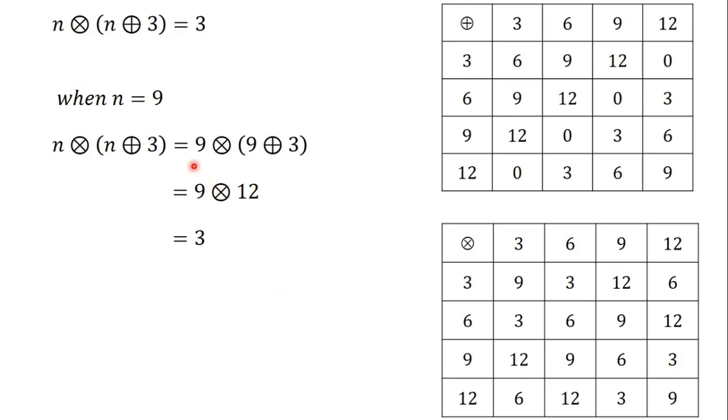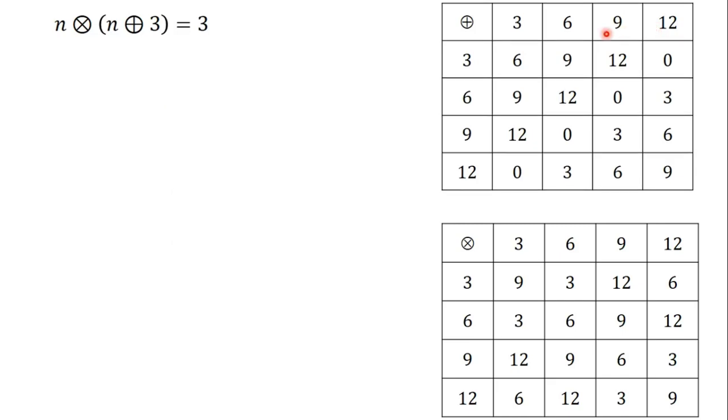So we can see that n is equal to 9 will also satisfy the equation because when n is equal to 9, the expression 9 times into brackets 9 plus 3 will give us 3. So one of the values in this set that will satisfy the equation is 9. So we have seen that 3 will satisfy the equation and 9 will also satisfy the equation. Let's try out the last number, which is 12.